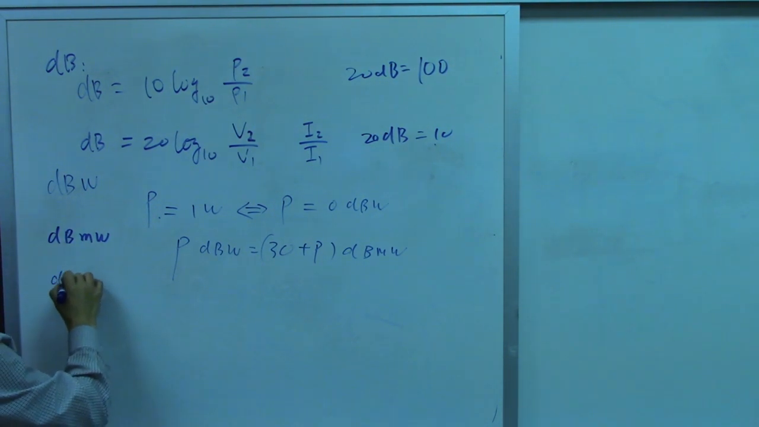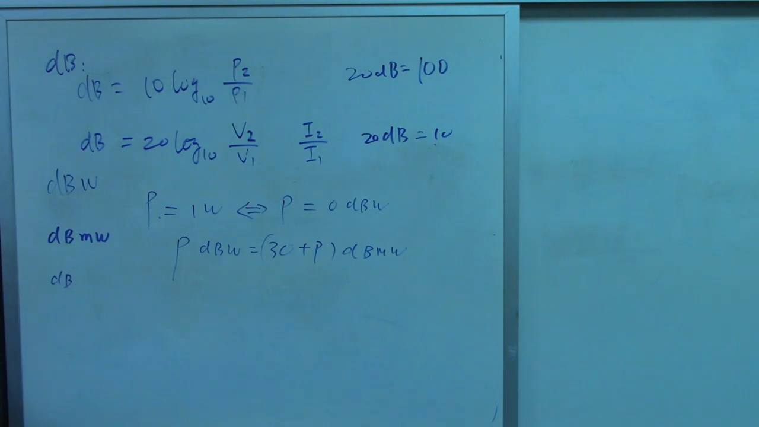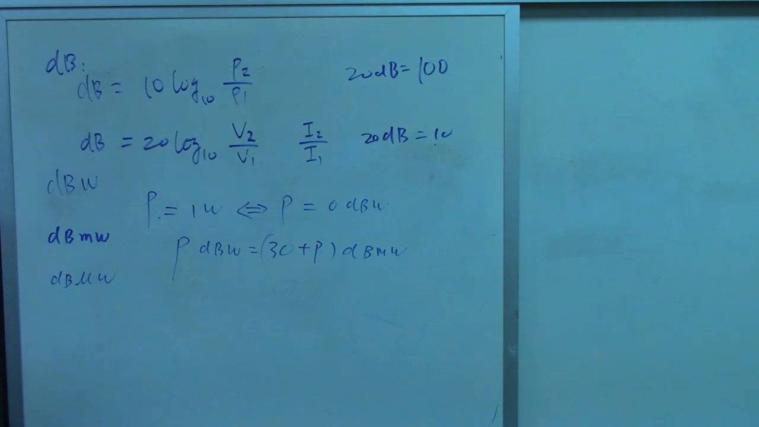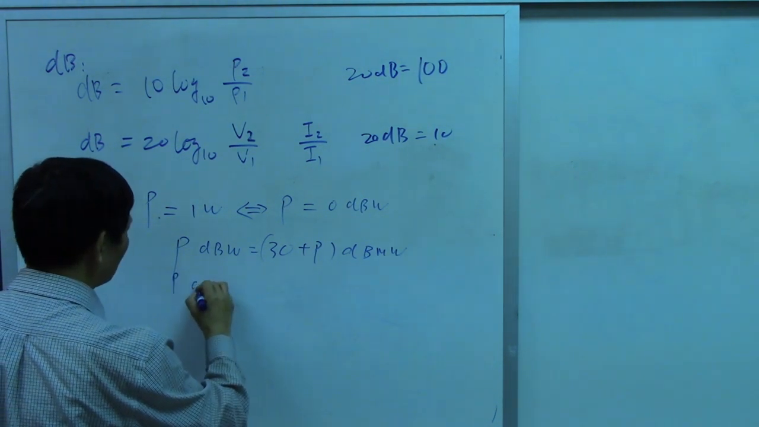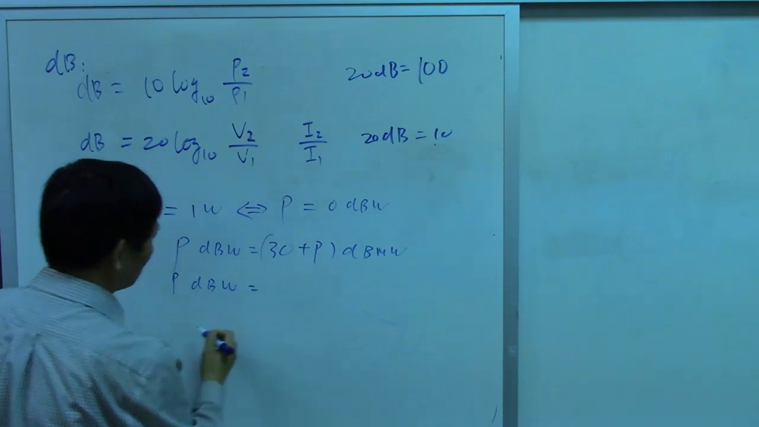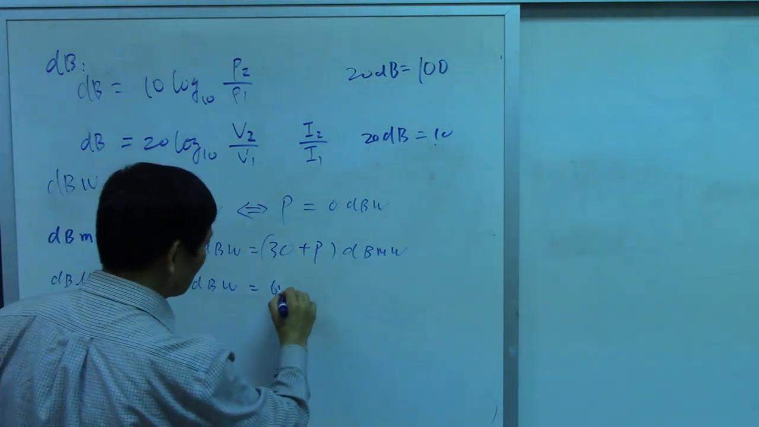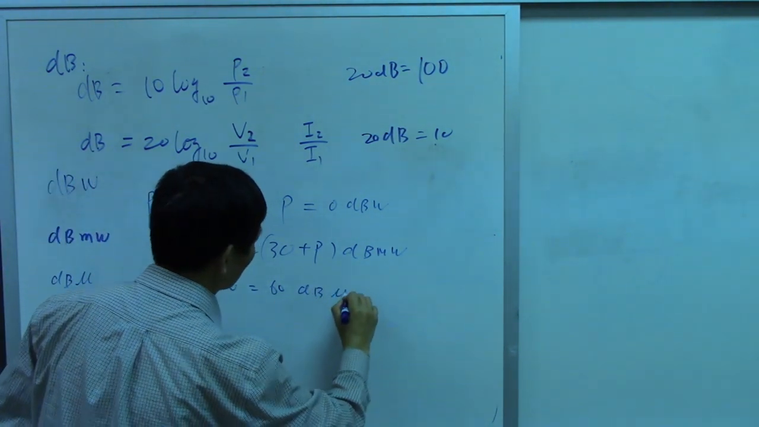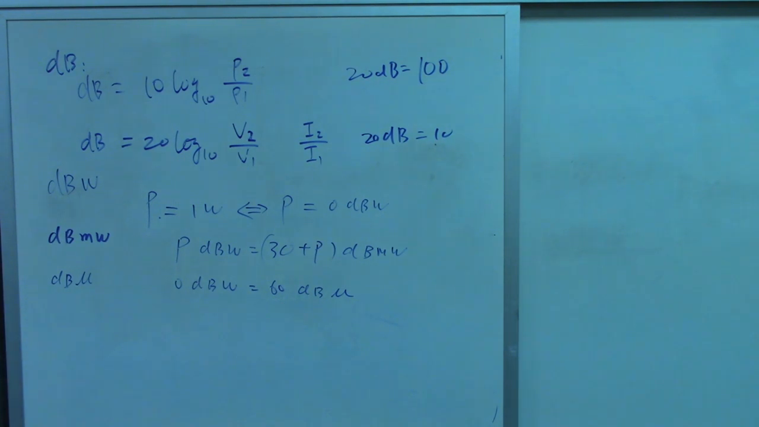The next one will be dB. What's the next one? Can you guess? dB microwatt. But this one is used very frequently, so we will just remove this one. dB micro, that's all. Everybody knows dB micro means dB microwatt. And here, 0 dB watt will equal 60 dB micro. We should be able to convert those units back and forth.